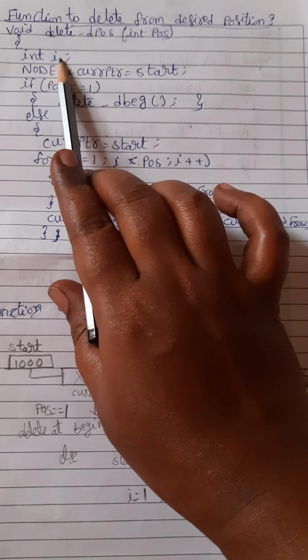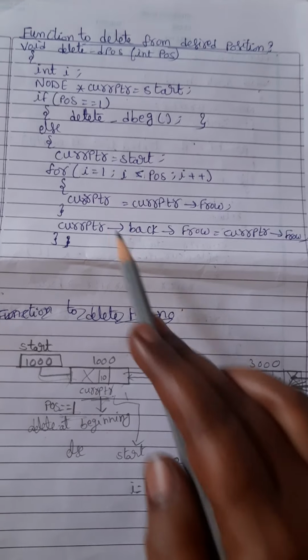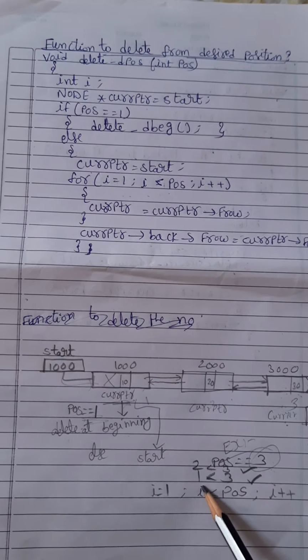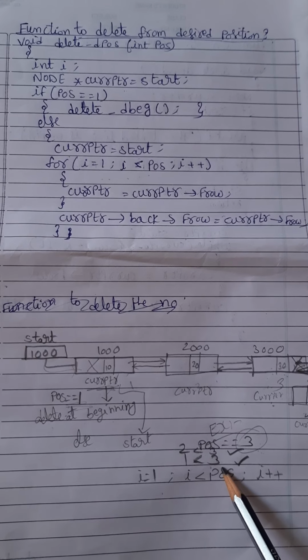Otherwise, if we have given the position as 3, here for example I have taken the position as 3. If I have given the position as 3, from where it will start? Current pointer equal to start. That means this will become the current pointer. From start, we are moving the current pointer. Then I equal to 1, I less than position. What is the I value here? It is 1. Already we have assigned 1. 1 less than 3, the condition is true.